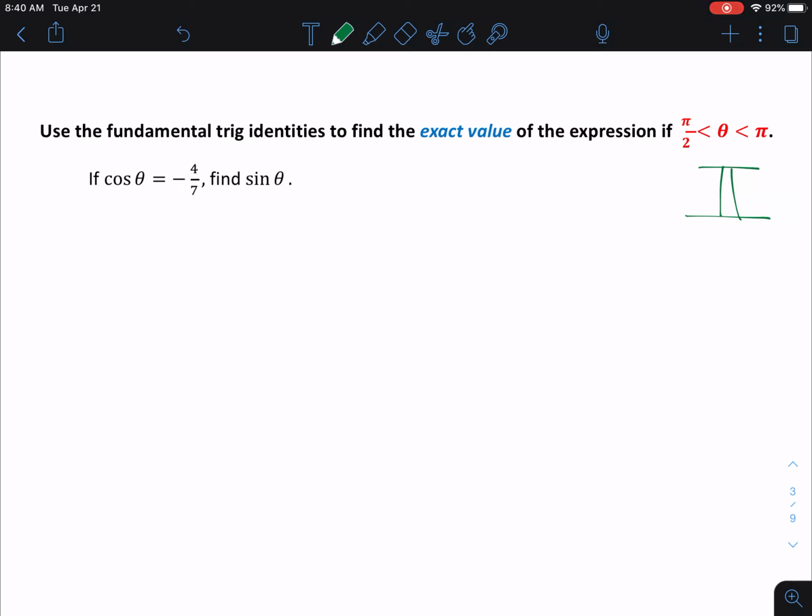Just like we did a couple units ago, we have to see if our answer is going to be positive or negative based on what we get. So now it says if cosine of theta is equal to negative 4/7, find sine of theta. We've done this a lot of different ways, but this time it says to use the fundamental trig identities.